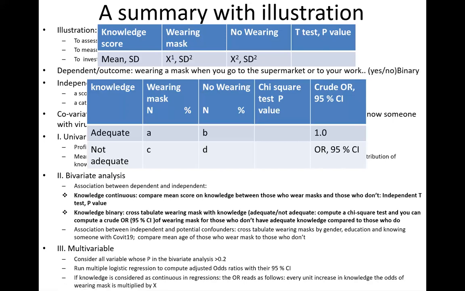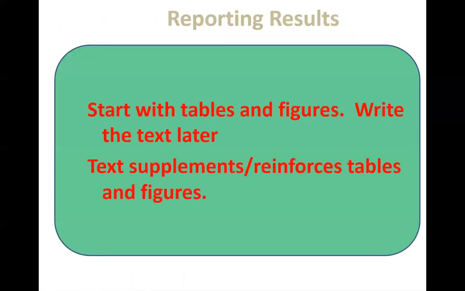Excuse me for those mistakes. It's less than 0.2. Please correct. I'm going to correct it in the handout that I'm going to post on Moodle. And then you run multiple logistic regression to compute adjusted ORs with their 95% confidence interval. For example, if knowledge is considered as continuous in the regression, the OR reads as follows: every unit increase in knowledge is associated with so much, so the odds of wearing mask is multiplied by X. So just to say, these are the steps that you have to follow when you're doing a statistical analysis. Now we're going to reporting of results.